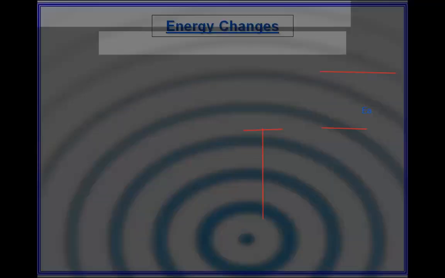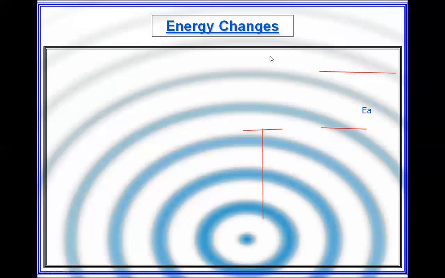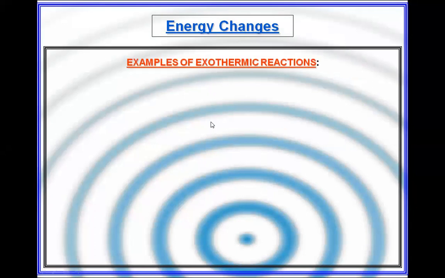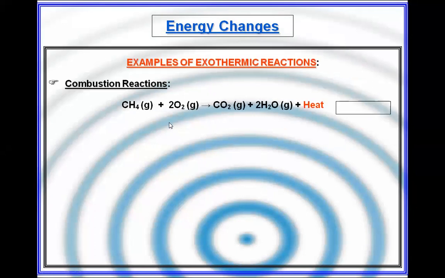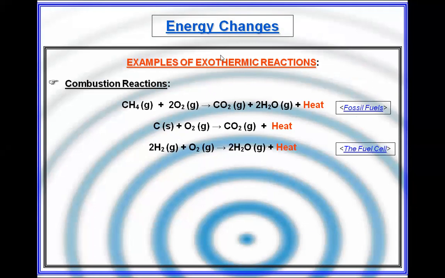So exothermic reaction examples are combustion reactions. All combustion reactions are exothermic. Fossil fuel, petrol, gases. Burning of carbon is also an example of exothermic reaction. Fuel cell in the future: hydrogen and oxygen, when they combine, they produce water. Along with that, heat is released, and this heat is used to mobilize vehicles in the future, cars and vehicles. Fuel cell.